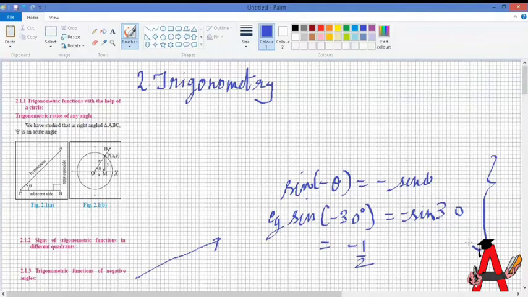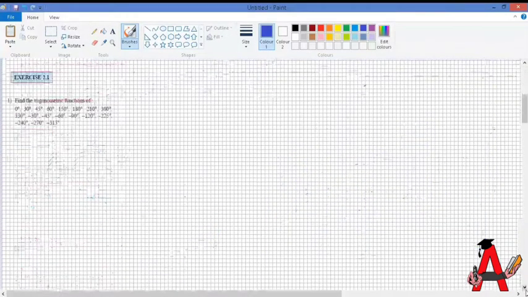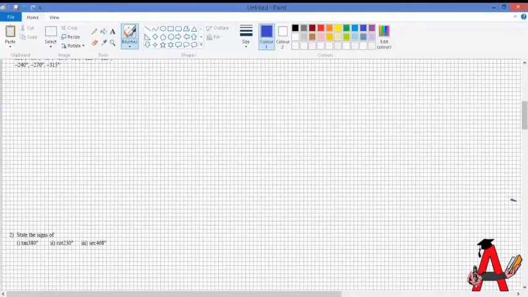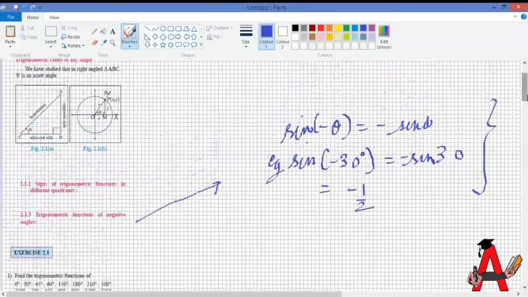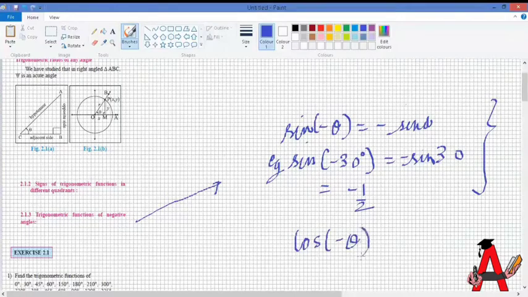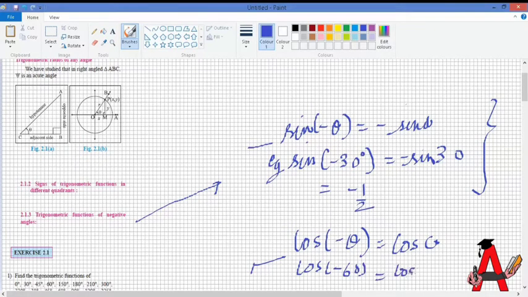Similarly, there is another example. Suppose we take cos. Now in terms of cos, what will be cos of minus theta? Cos of minus theta can be said as cos theta only. You have to remember these three things. Sine of minus theta is minus sine theta, cos of minus theta is cos theta. Which means if I have to find cos of minus 60, it is the same as cos of 60, which is half.